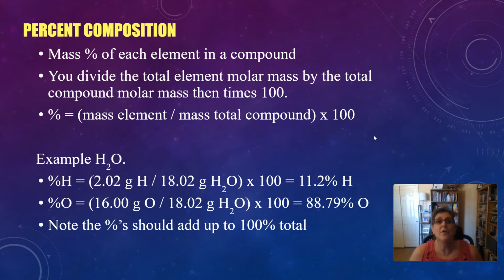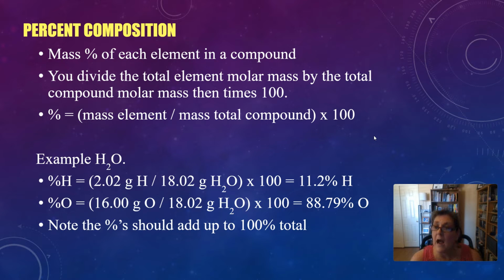Let's use water as our example because that's really easy. Okay, so the first thing we want to do is add up the total compound's mass, H2O. So that's 2 H's and 1 O. If you add those up, we get 16.00 for oxygen plus 2 times 1.01, which is 2.02. Add those together and we get 18.02 grams for water. That's the total mass. Okay, so that's going to be in the denominator.